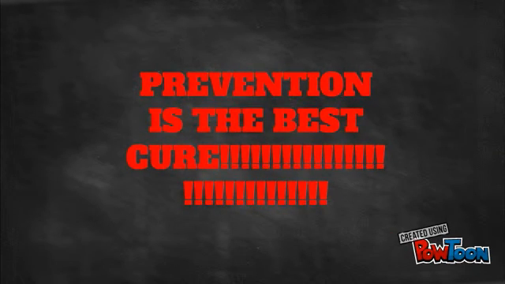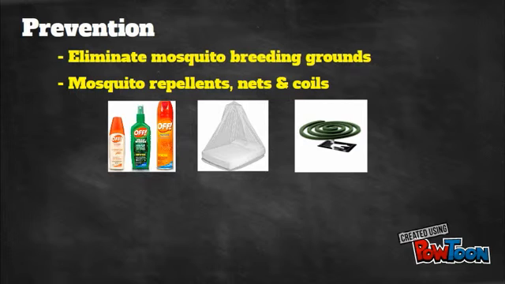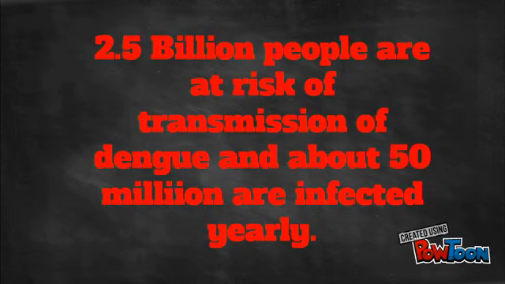Therefore, prevention is the best cure, and if you're from the tropics like me, here are some preventative measures you can take. Eliminate mosquito breeding grounds around the home. Use mosquito repellents, nets and coils, and mosquito screens around windows and doors to avoid vector-to-host contact. Currently, 2.5 billion people are now at risk of transmission of dengue, and about 50 million are infected yearly. Therefore, these preventative measures should always be followed.